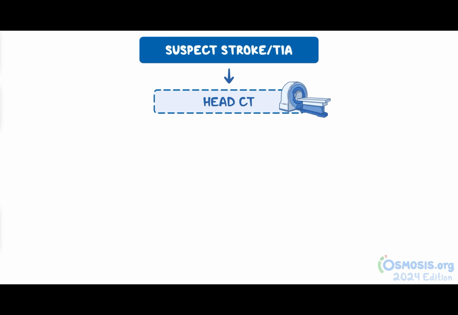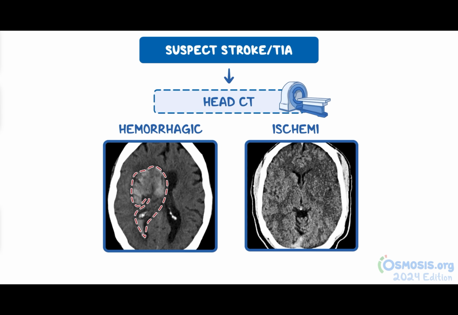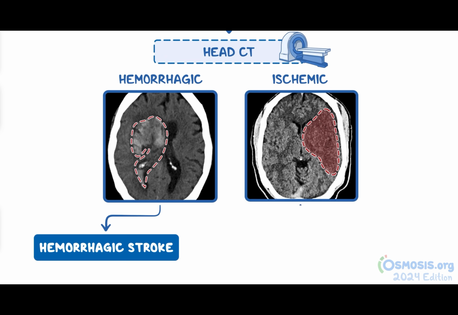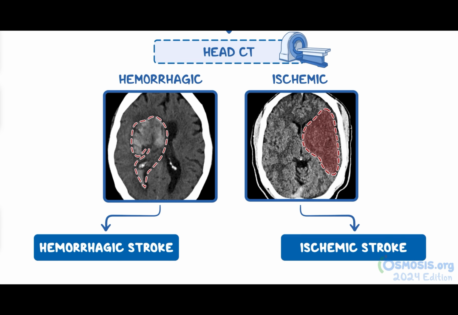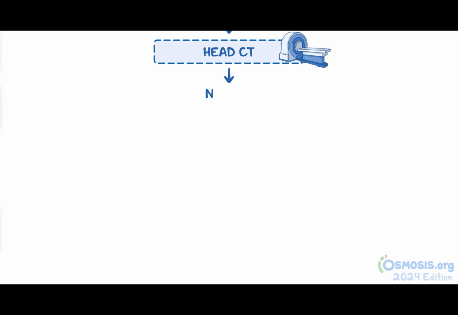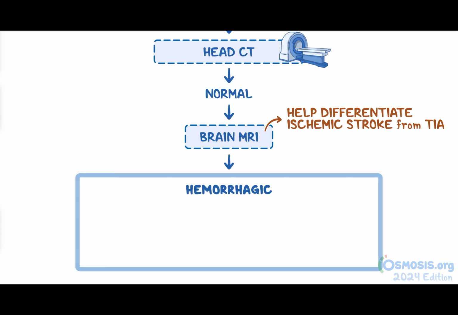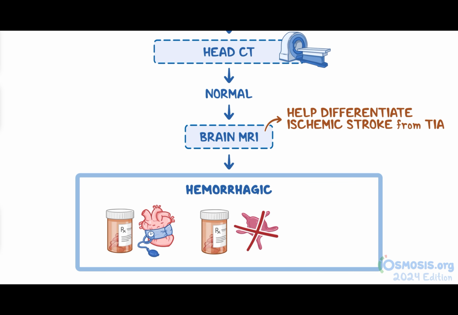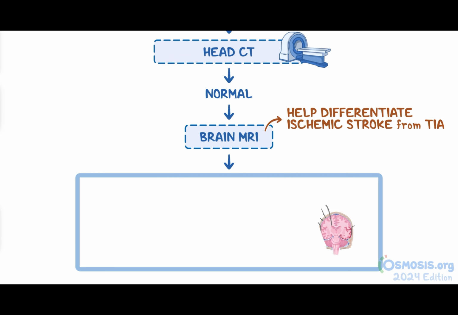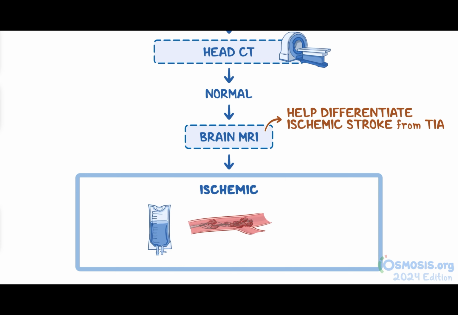Alright, as a quick recap, if you suspect a stroke or TIA, first obtain a head CT. If imaging reveals a hemorrhagic or ischemic lesion, diagnose hemorrhagic stroke or ischemic stroke respectively. If the initial CT is normal, a brain MRI can help you differentiate ischemic stroke from TIA. Treatment for hemorrhagic stroke includes blood pressure control, correcting coagulopathy, and neurosurgical evaluation. On the flip side, management of ischemic stroke includes intravenous TPA or thrombectomy, as well as secondary stroke prevention.